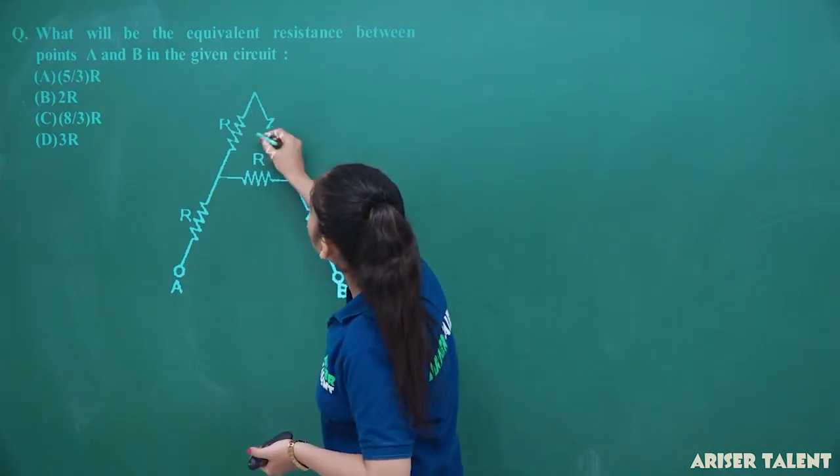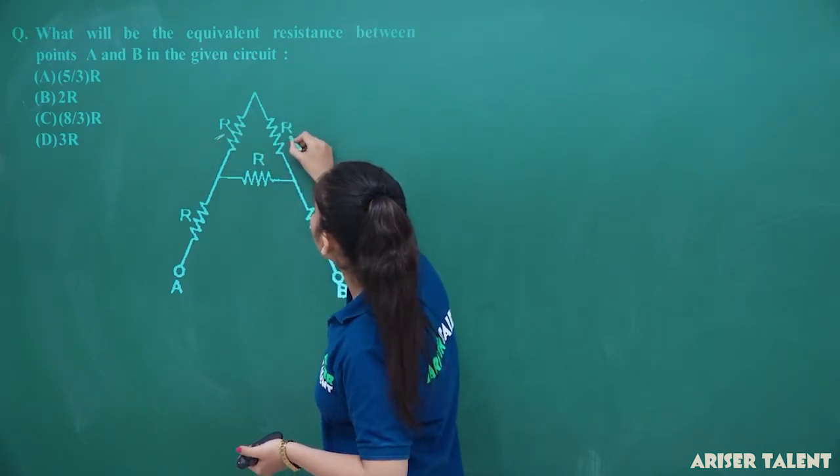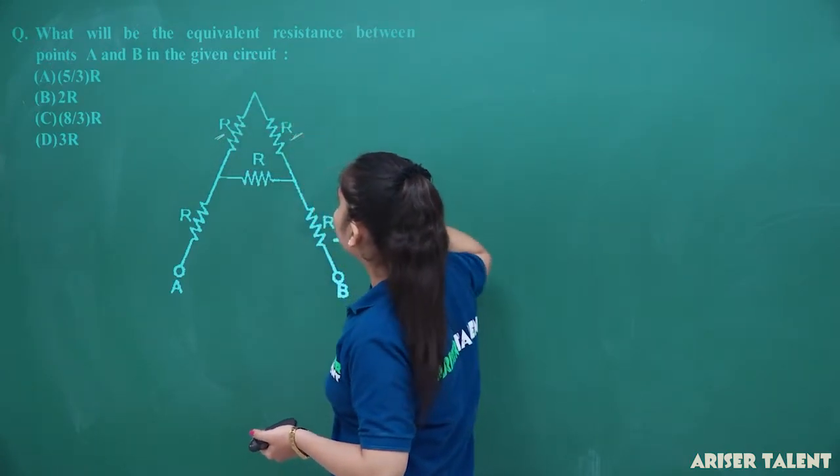Now, you can see from there that this is our resistance R, and they both are connected in a single line.